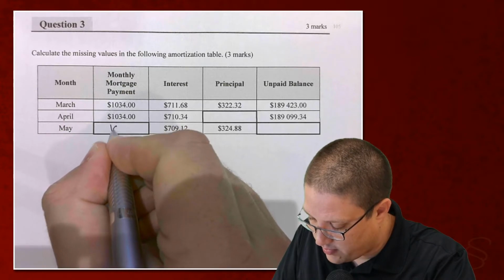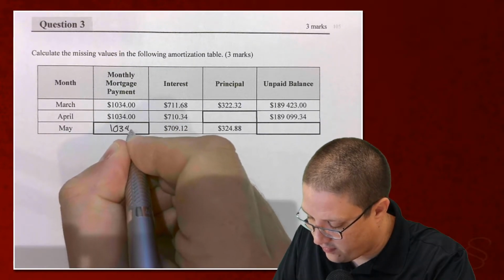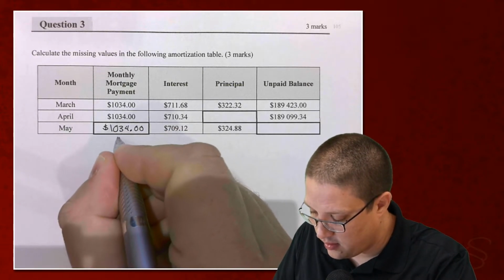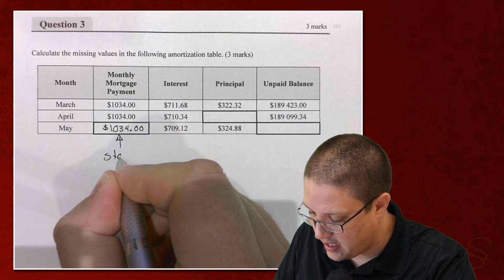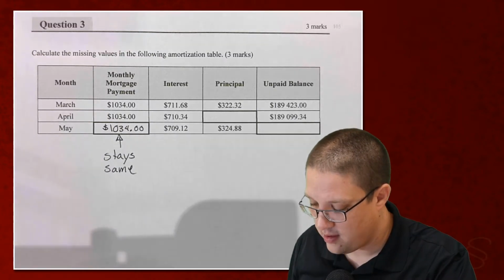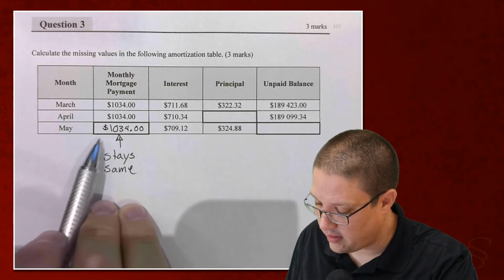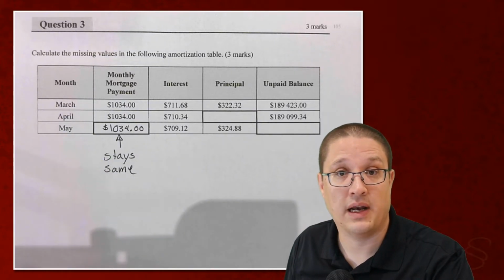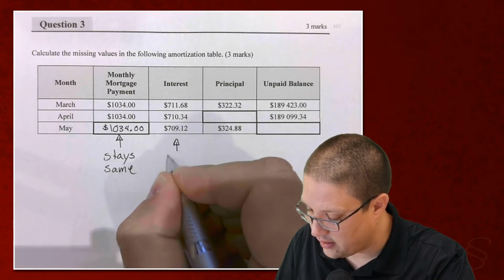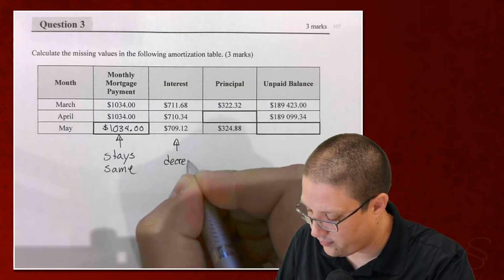So our monthly mortgage payment is $1,034.00. So your monthly mortgage payment stays the same. Again, don't forget your decimal places. Don't forget your units there. Careful with that. Our interest, you can actually see here, is decreasing.